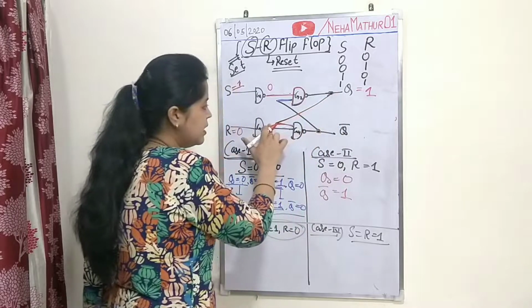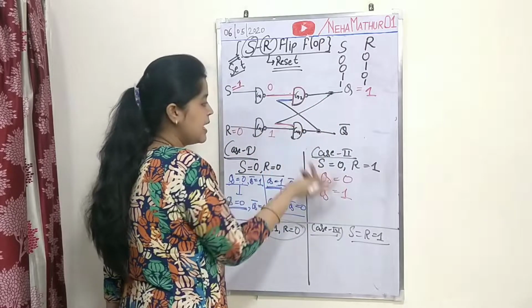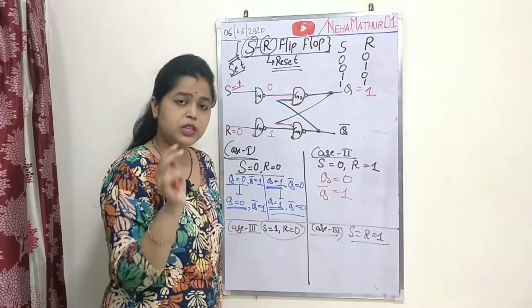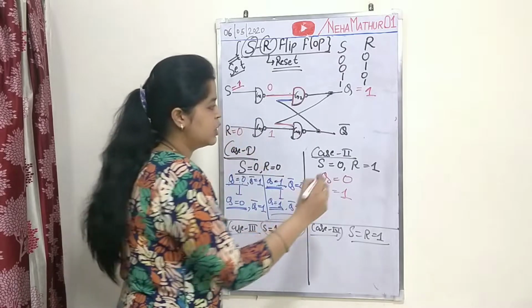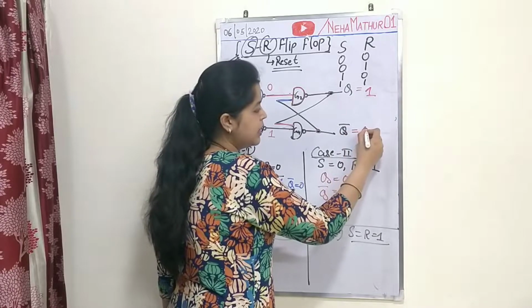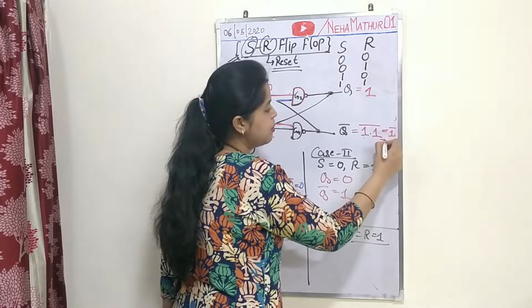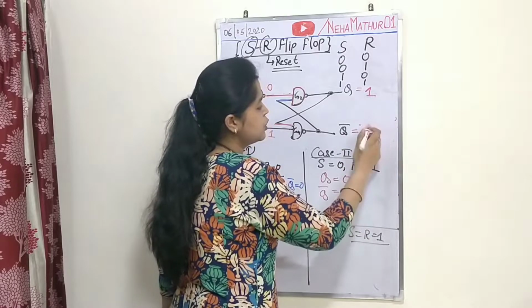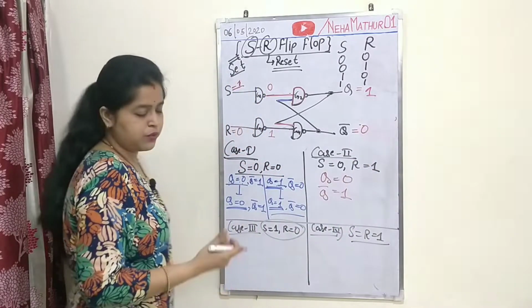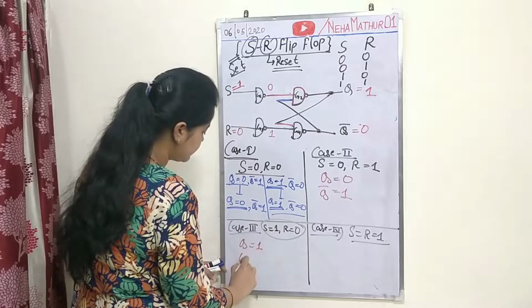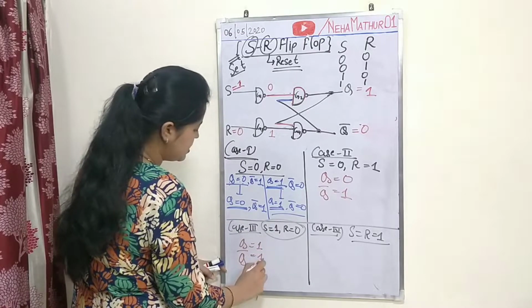Now this 1 is working as the second input of G4. Now you have both inputs for G4, which are 1. So what will be the Q bar? It will be 1 dot 1 with complement, so it will be 1's complement, that means 0. So your Q bar will be 0. So for the third case, you can say that Q is equal to 1 and Q bar is 0.